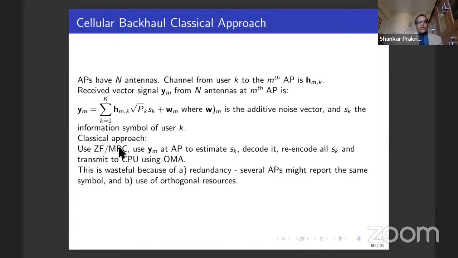Now, what is the classical approach? The classical approach is to take this wire, use zero forcing techniques or MRC. MRC means that you're doing match filtering, right? You multiply with H_mk Hermitian, and then you do detection and hard decoding, and then you try to detect s_k. Or you use zero forcing in order to cancel out the interference and try to detect each one of these, s_1 to s_K. Then you decode, estimate s_k, decode it, re-encode it, and then transmit it from the access point to the central processing unit using orthogonal multiple access, one at a time. As you can see, this is very, very wasteful of channel resources, because of redundancy and because of the use of orthogonal multiple access.